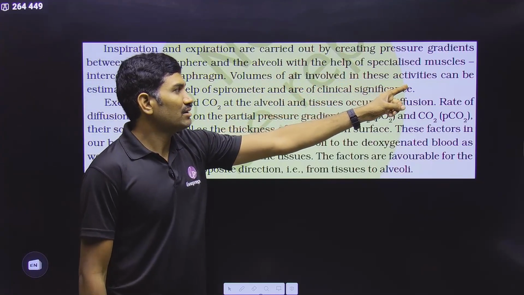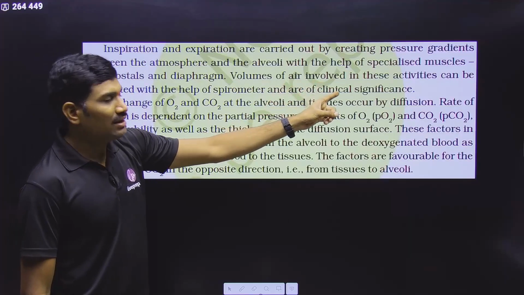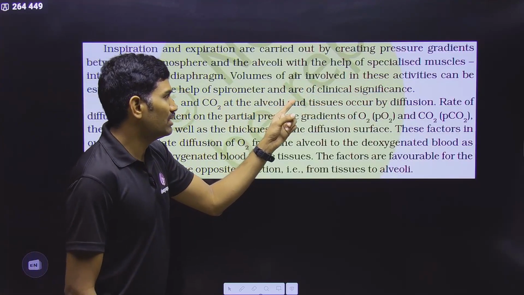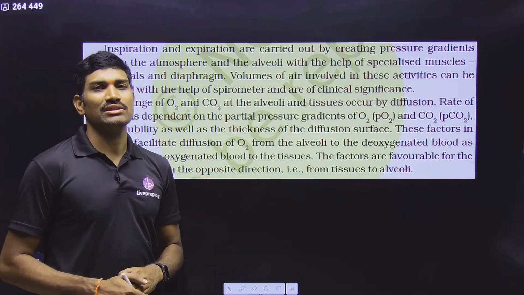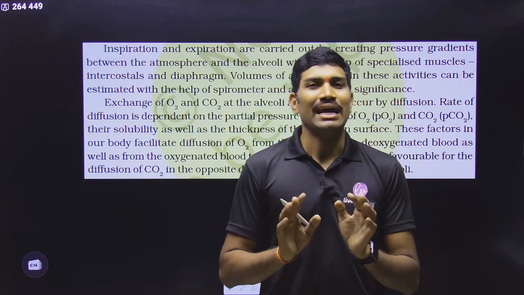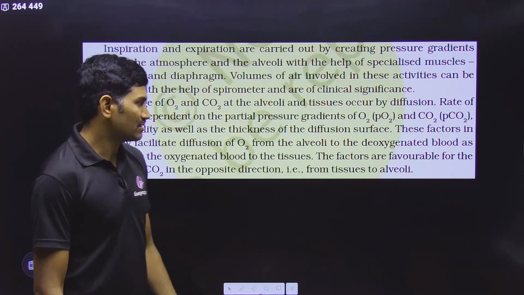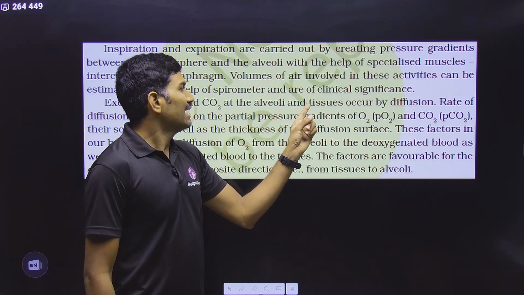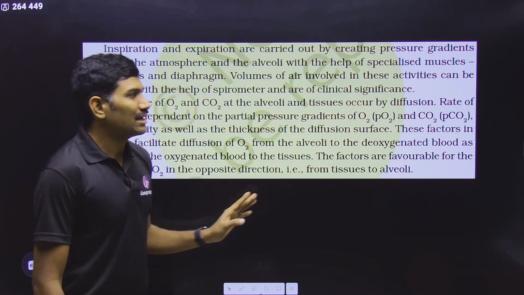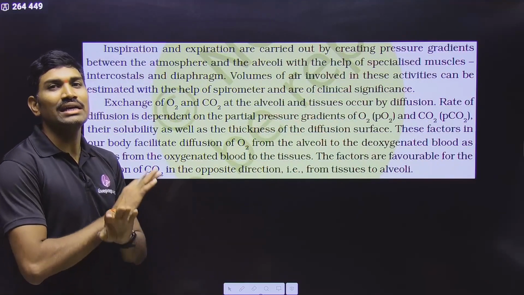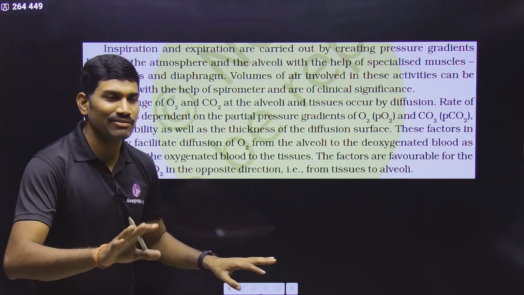Volumes of air involved in these activities can be estimated with the help of a spirometer and are of clinical significance. With the help of a spirometer, we can calculate these volumes and capacities, and they have some clinical significance. Next one, exchange of oxygen and carbon dioxide at the alveoli and tissues occurs by diffusion. So anyhow, this exchange is always a diffusion process only. It is a passive process. It does not require any energy.